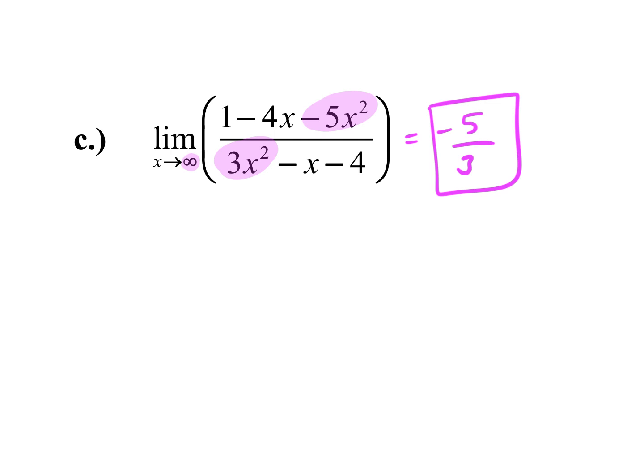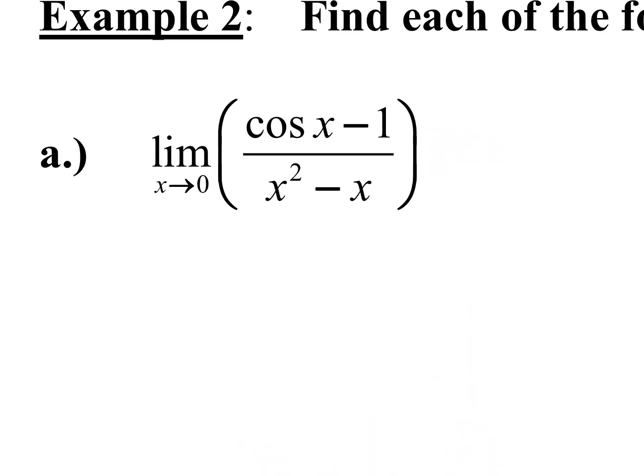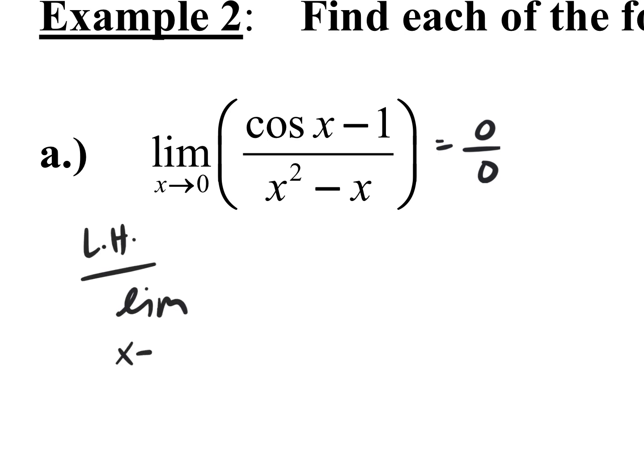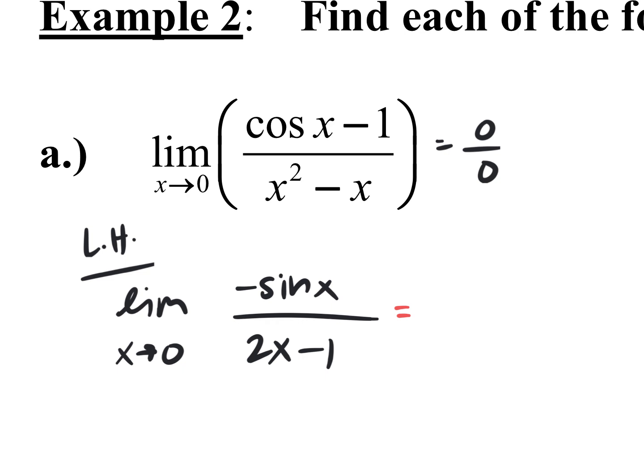All right, so letter A, let's go up to letter A. Letter A, if I start by plugging in 0 on top, 0 on bottom, what do I end up with? 0 over 0. So use L'Hopital's rule. Take the derivative of the top. Derivative of cosine is? Negative sine over 2x minus 1. And now I can go ahead and plug in 0. When I plug in 0, sine of 0 would be 0. So I get 0 over -1. And that is just 0.